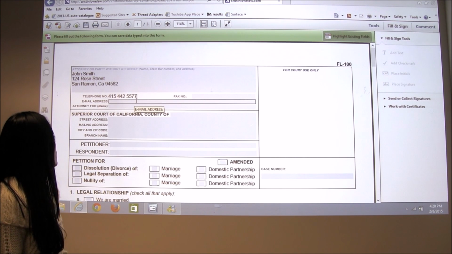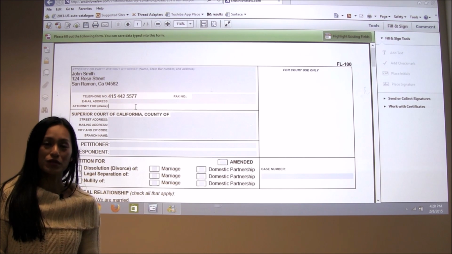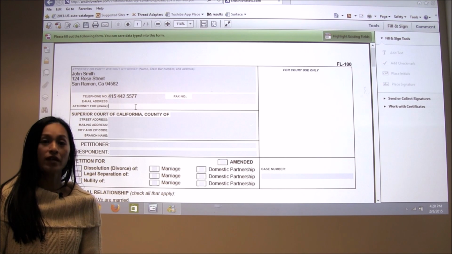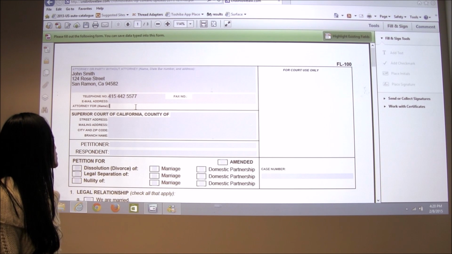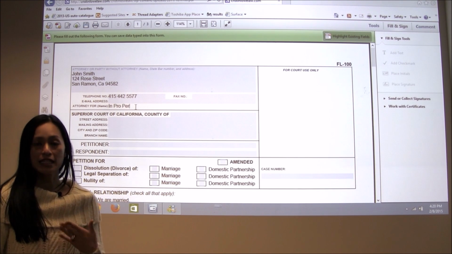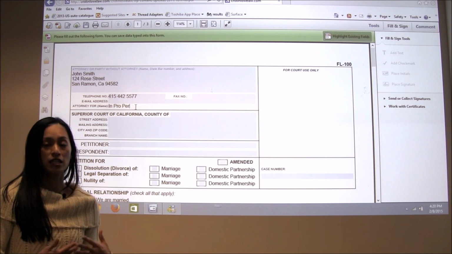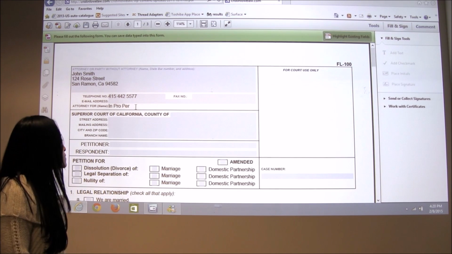The next part though, attorney for, well, you're doing this on your own. So you're something called in pro per. The fancy schmancy word is in propria persona. Either one will work, but we're going to put in pro per, which basically lets the court know that you're self-represented. You don't actually have an attorney except for yourself.